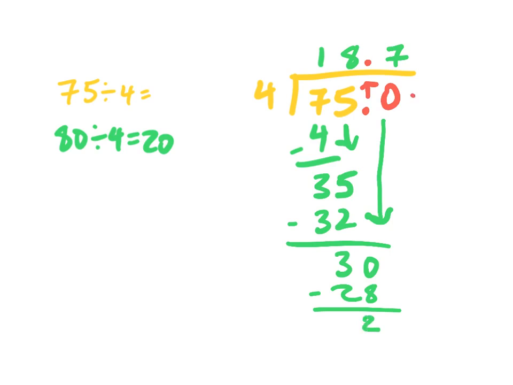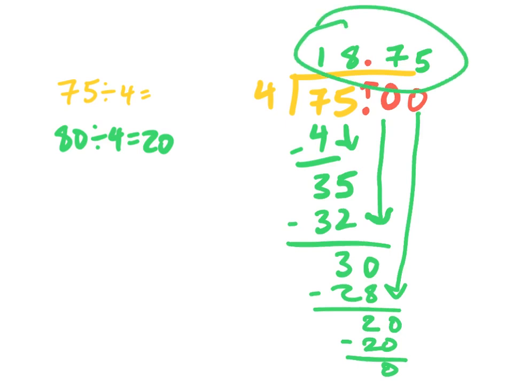Now I can add another placeholder 0 in the hundredths place. Bring it down. And now I'm asking myself, how many times does 4 go into 20? And that is 5 times exactly. I subtract, I'm left with 0, which means I'm done. I don't have a remainder. My final exact answer is 18 and 75 hundredths.